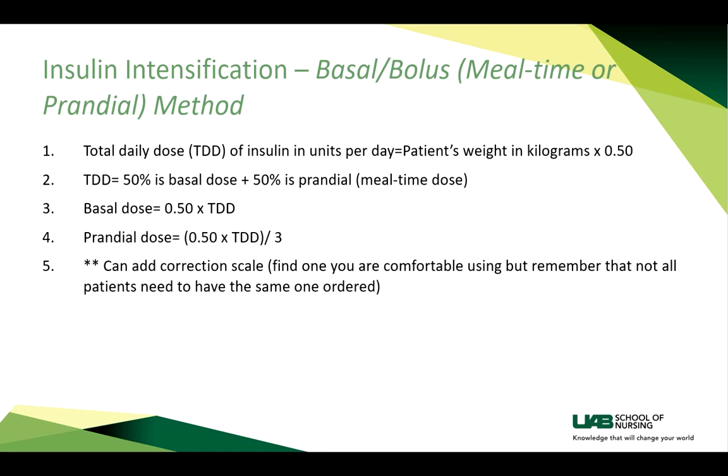I got ahead of myself just a minute ago, but notice that to calculate the total daily dose, we do the weight in kilograms times 0.5, and then we take that total daily dose and divide it so that 50% is for the basic need for insulin and the other 50% is for meals. But remember, we eat 3 meals a day, so we must divide that number by 3, and that's what we do in step number 4. And then in step 5, we add that correction scale, and again, remembering that not all people are the same and not all people are sensitive in the same way.